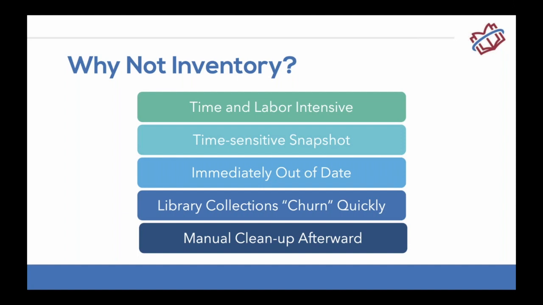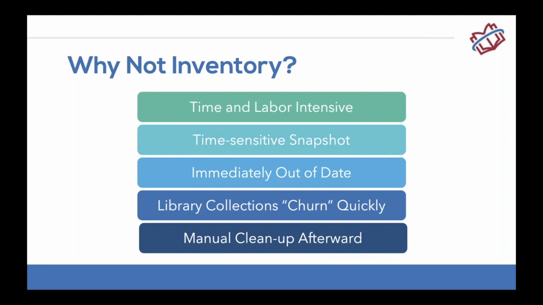They're a huge investment in one-by-one barcode reads of items on the shelves, and then the follow-up ILS processing. They're a time-sensitive snapshot, so only what's on the shelf at the moment you scan is what's captured. So it means that inventory results are almost immediately out of date. Things start to shift again, and within weeks, you have some of the same problems you had before.